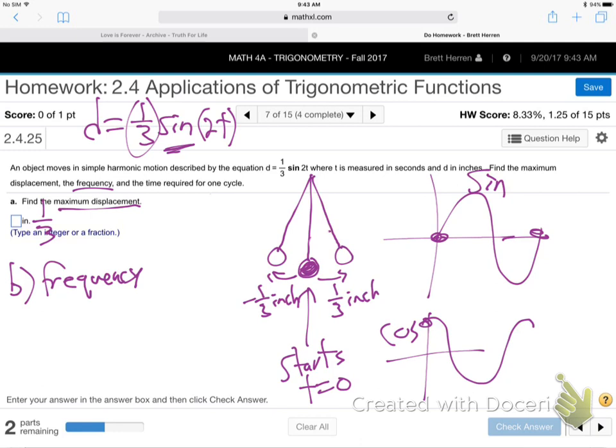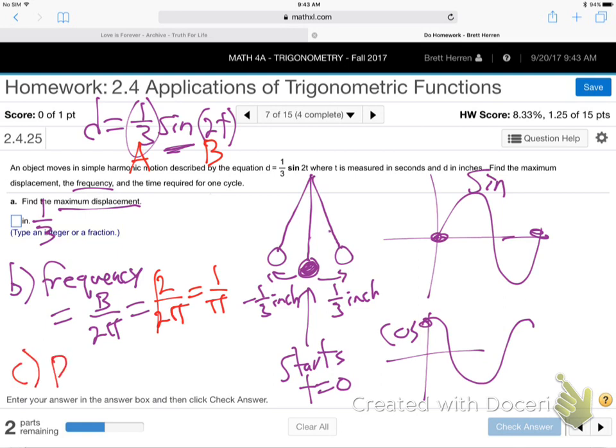So how many cycles per second, in other words? How frequently is it completing a cycle? That's what they're asking. How do we do frequency? It's upside down of period, right? So period is 2 pi over b, frequency is b over 2 pi. What's the b? It's 2. So the b is 2 over 2 pi. The 2's cancel. It's 1 over pi. Just enter the answer like that, 1 over pi.